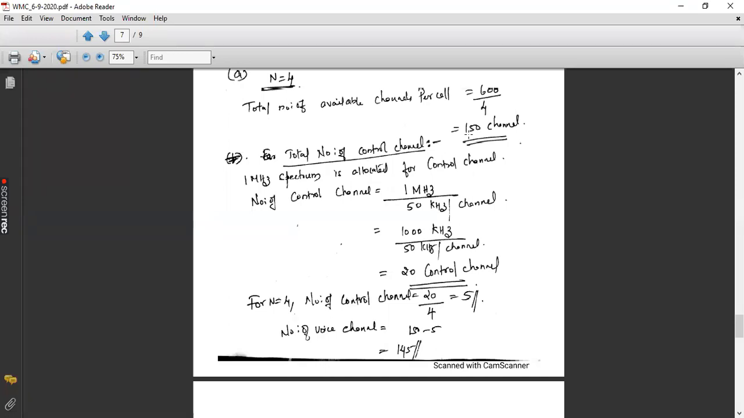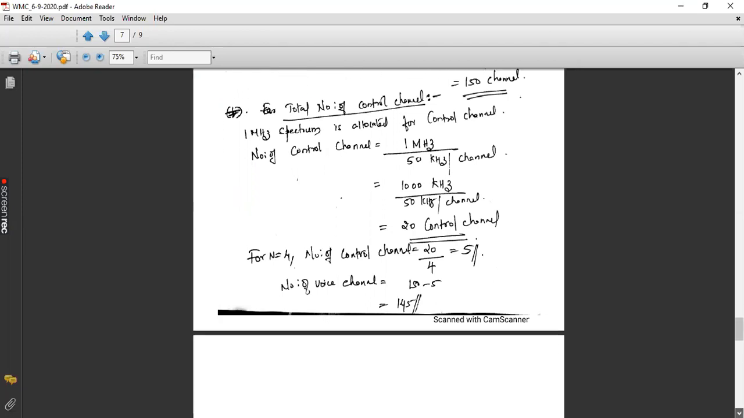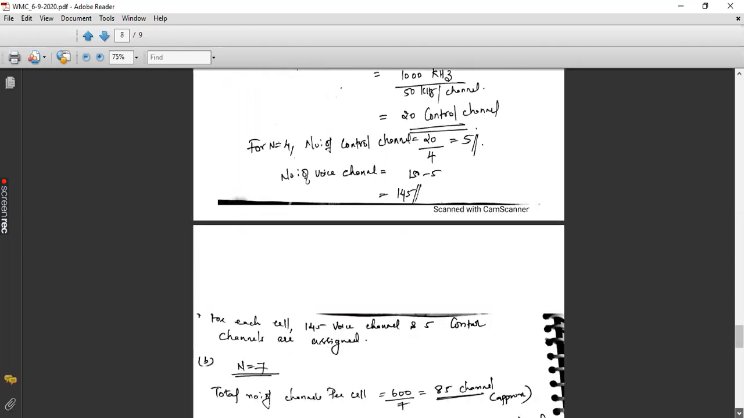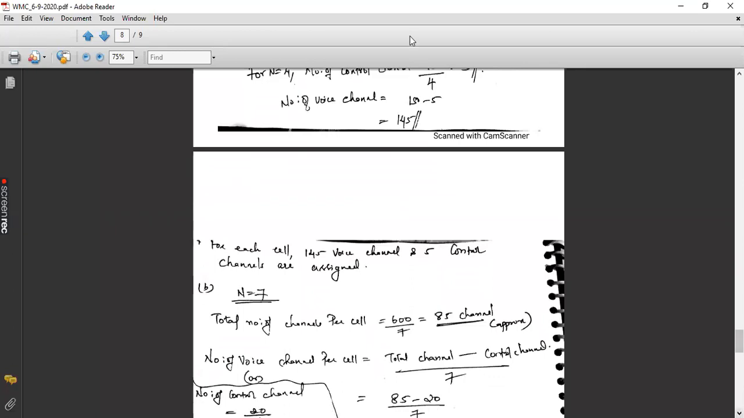So you need to approximate. Uniformly, you can't distribute. There should be some approximations in distributing the voice channels and control channels. At the same time, all the cells in the given cluster should be able to get the required channels at the end. In that way, we are going to distribute the total available channels among the cells of a cluster. So for that, we are going to deal with the second case. In the second case, it is given that n is equal to 7. So what do you mean by n?